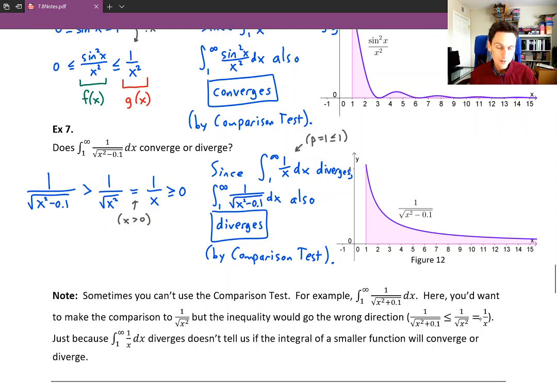Knowing that the integral from 1 to infinity of 1 over x diverges doesn't say anything about the integral from 1 to infinity of a smaller function. A smaller function could still diverge, because it could possibly be not small enough, or it could converge. It could be small enough to converge. It just doesn't say anything. It's inconclusive. So in that case, you might have to go and try to find an antiderivative or something else.